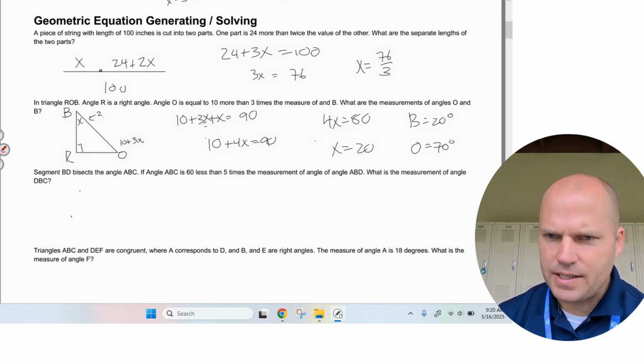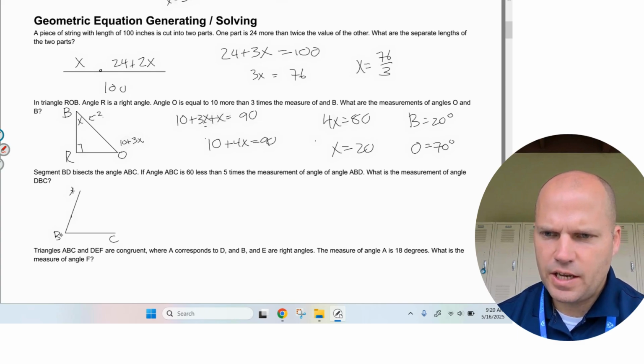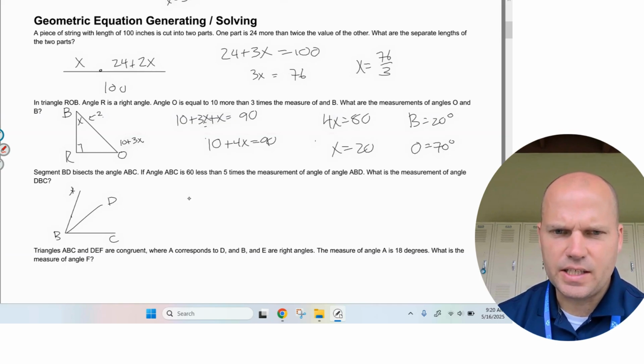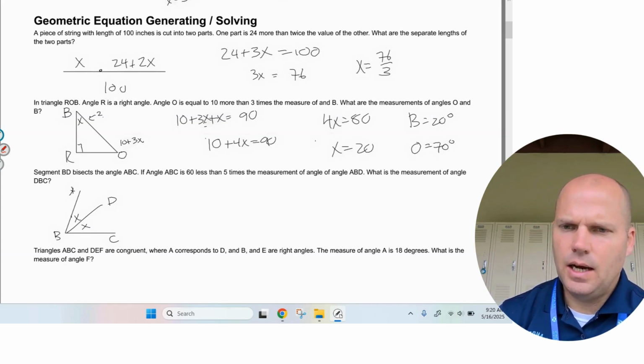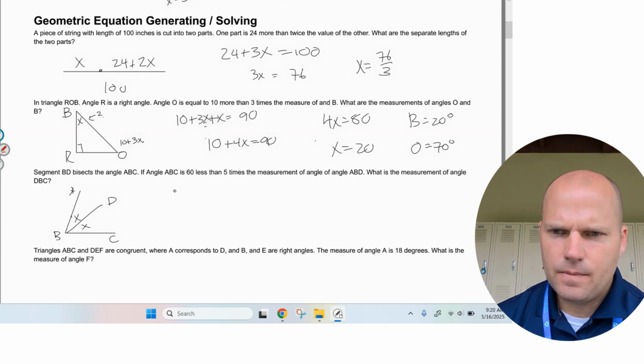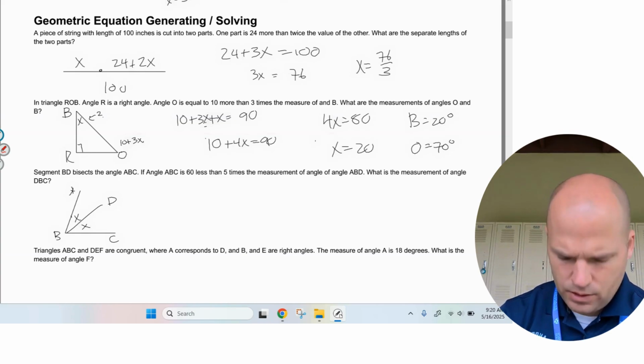Segment BD bisects the angle ABC. So we got angle ABC. Segment BD bisects the angle. Angle ABC is 60 less than 5 times the measure of angle ABD. Okay, so I'm going to call ABD X. That means DBC is X. This is a good question.